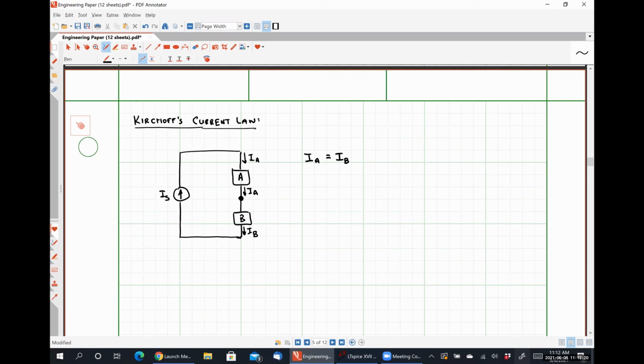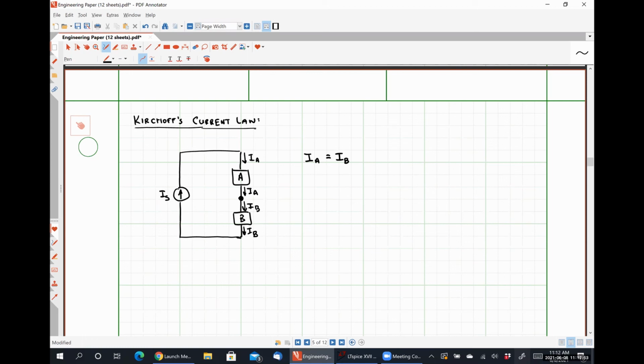So the current flowing into the top terminal of element A has to be the exact same current flowing through the bottom terminal of element A. And similarly, the current flowing into the top terminal of element B has to be the current flowing out of the bottom terminal of element B. So we can see that current IA is flowing into that node point and current IB is flowing out of that node point. And the argument is that those currents are equal because the two elements are connected in series.